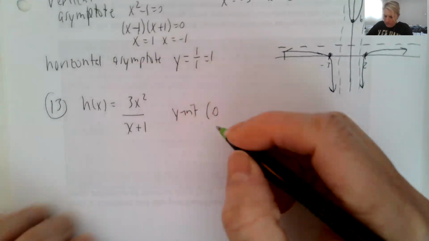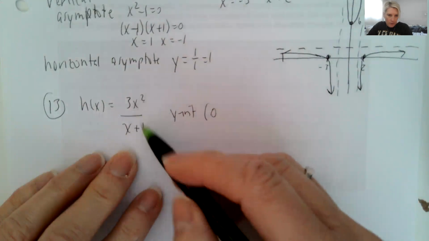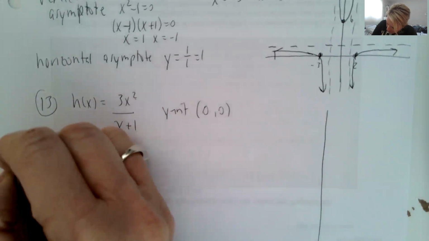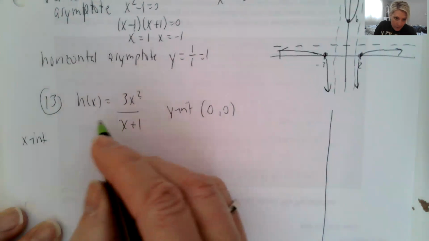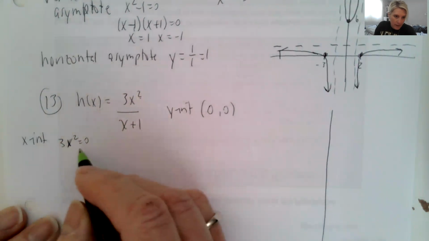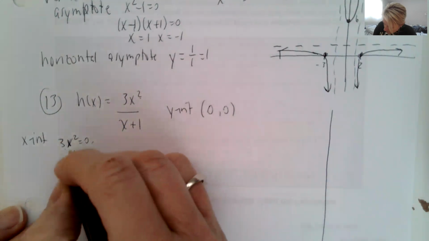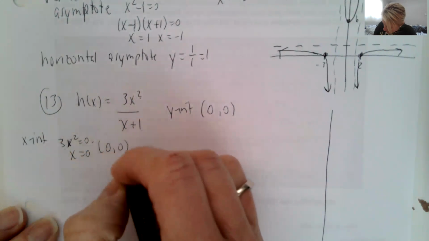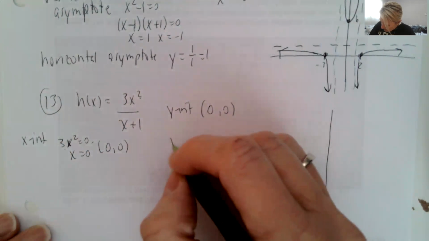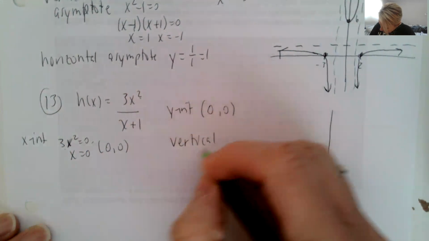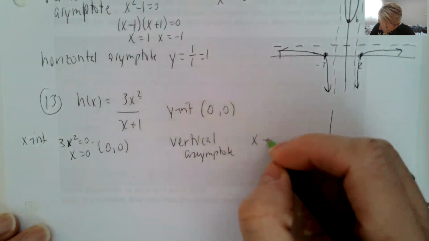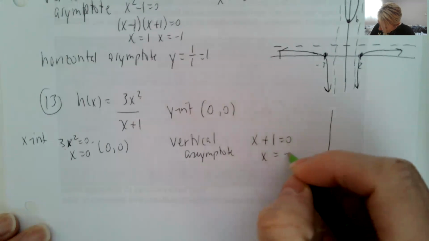y-intercept. It's going to be 0 over 0 plus 1, so it's just going to be at 0, 0. And the x-intercepts, it's just where 3x squared equals 0. So the only place that this can equal 0 is when x is 0. Okay, so that's it, 0, 0. Well, this is pretty uneventful. And then what about a vertical asymptote? Is where the denominator equals 0. So that's at x equal -1.